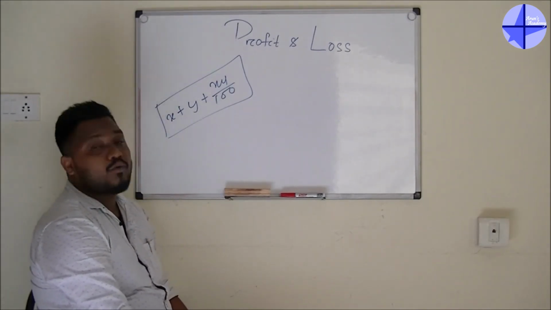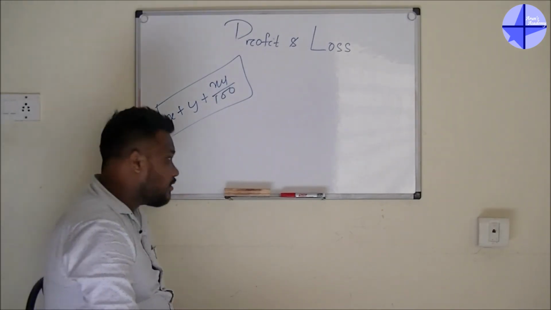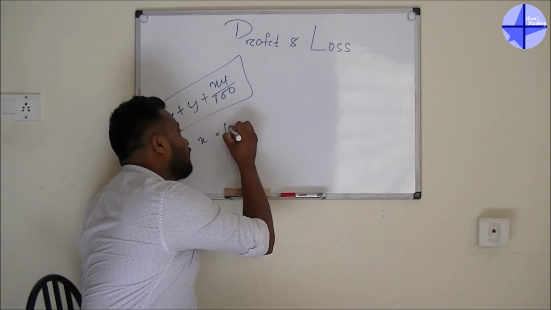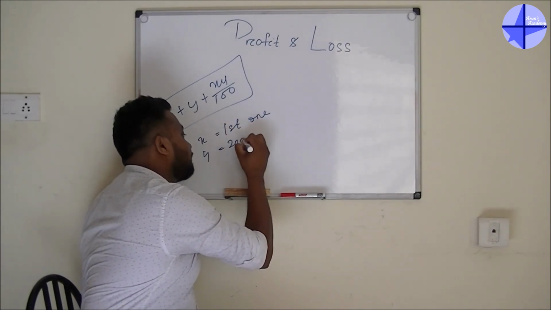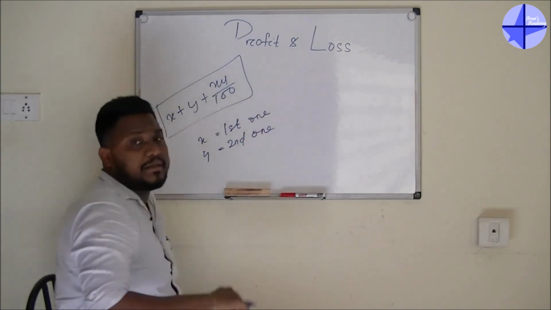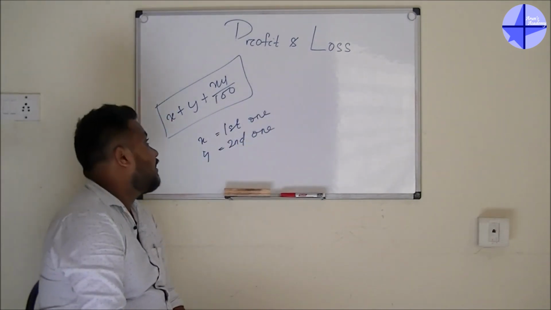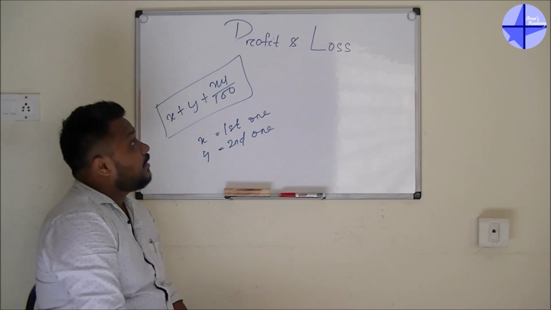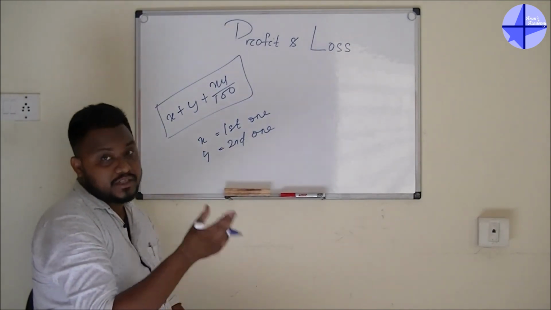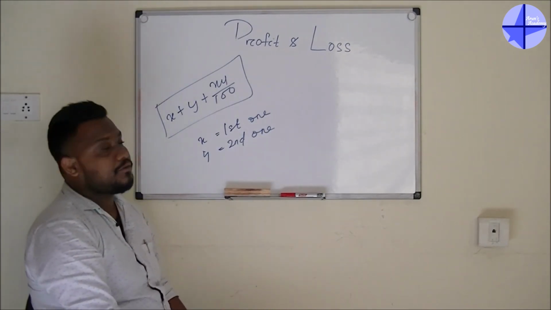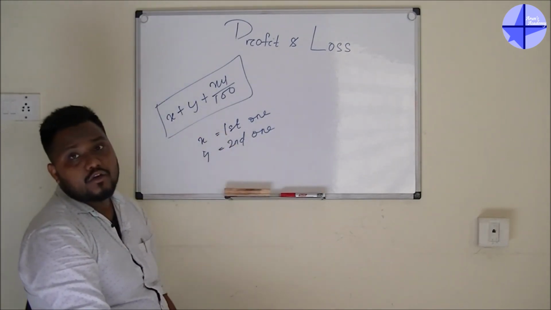So guys, now what is x and what is y? So x is equal to the first one and y is equal to the second one, whatever it may be, profit or loss. Now we took the previous one. Whatever question I gave you, the same question you have to solve using this particular formula.